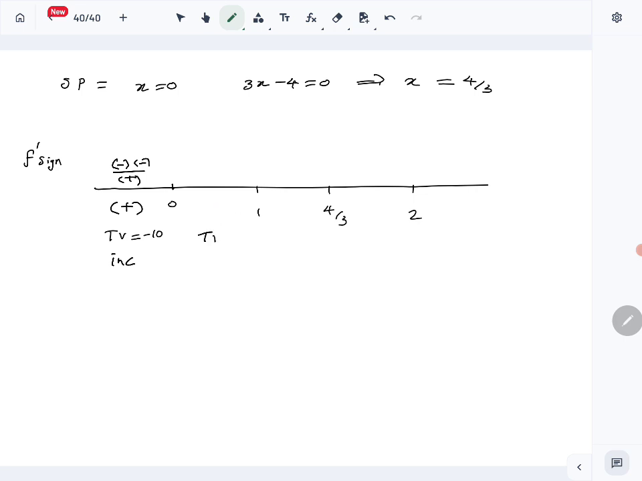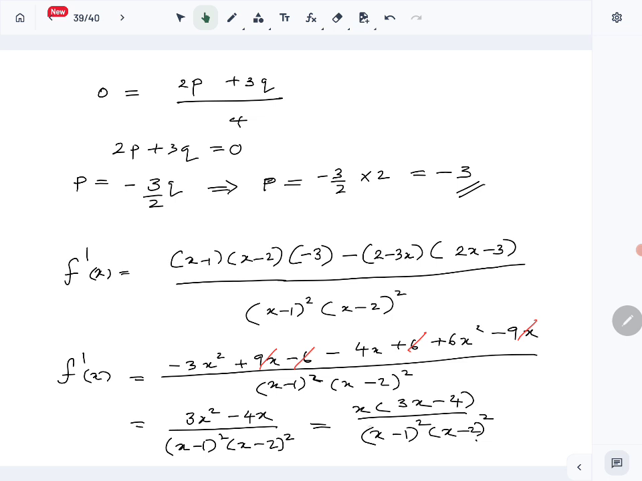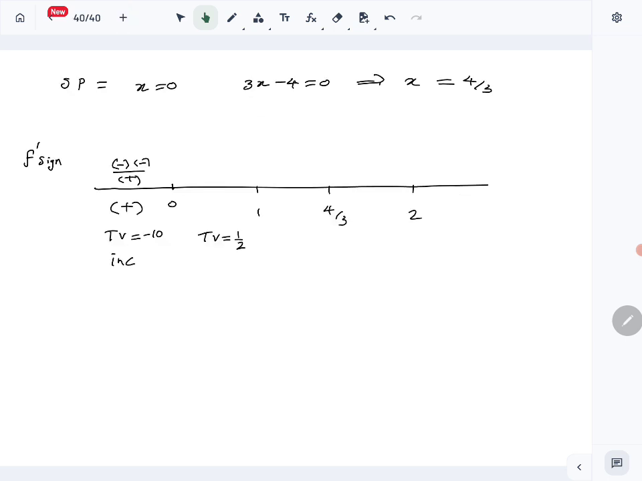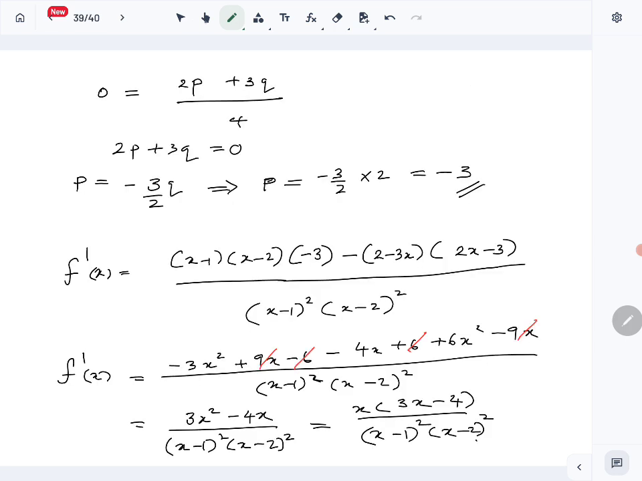So let's take test value to be half. Substitute half here. Positive, half here, negative. Positive times negative in the numerator. Denominator is positive. So total is negative. So in this interval, it is decreasing. Right. Then let's look at the third interval from 1 to 4 over 3. So let's take 1.25 as our test value.